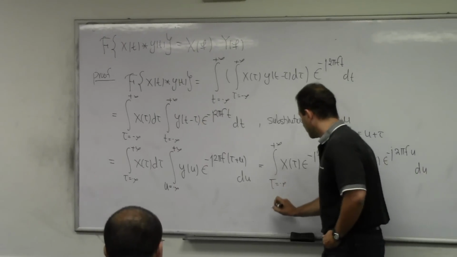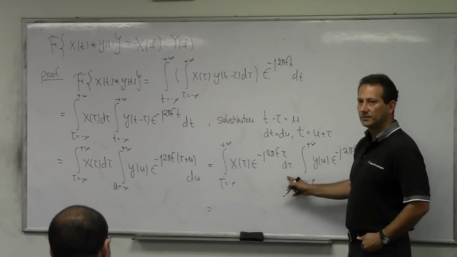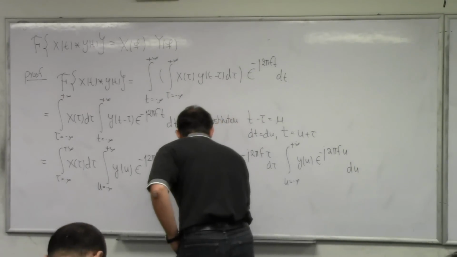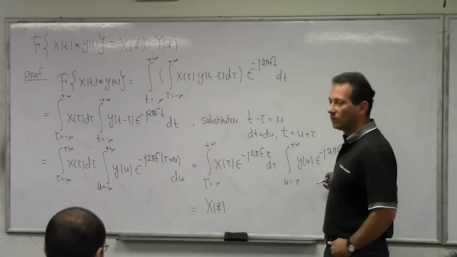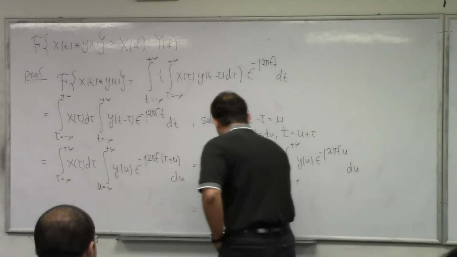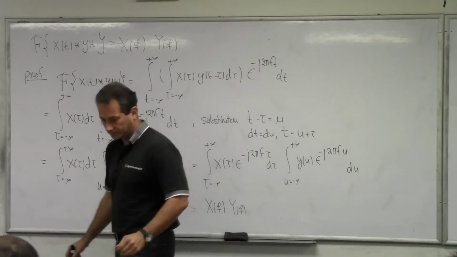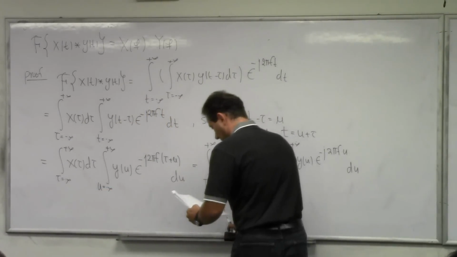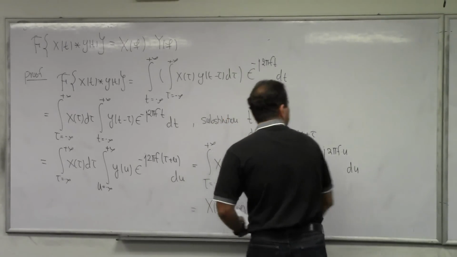Now what is this first part? The Fourier transform of x of t, right, or x of tau. So this is X of f. And then what is the second one? Y of f, right? So it's very easy to demonstrate that this holds. So based on this, here's what we have all the time.